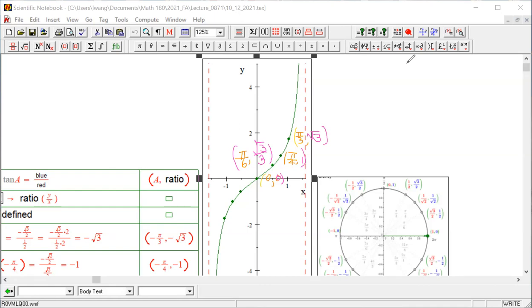And next, the points at the bottom. So the orange color is negative pi over 6, and the purple color is going to be negative √3 over 3.